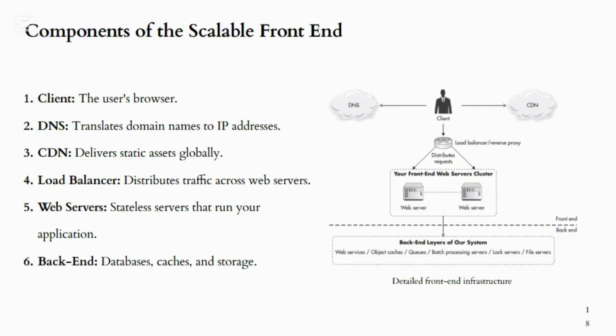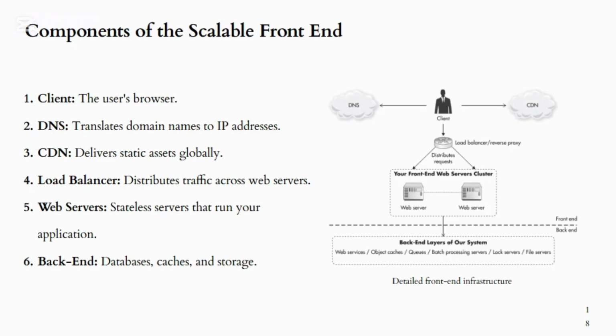It translates human-friendly names like Amazon.com into machine-friendly IP addresses like 192.168.1.1. In a scalable front-end architecture, DNS serves as the entry point. Whenever a user opens a website, the browser first asks DNS, "What's the IP address of this domain?" DNS then points the browser to the correct server.